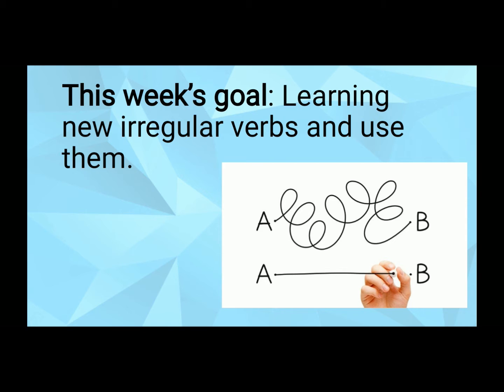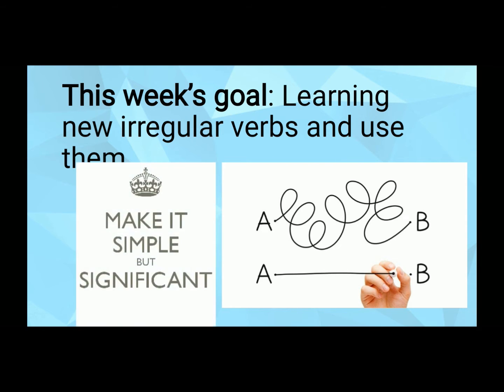My goal was learning new irregular verbs and use them. What you have to pay attention to is that you should make it simple but significant. Okay? Don't try to create goals with a lot of information, with a lot of things you're gonna have to do. Make it as simple as possible, so the probability you're going to achieve it and have some success on it is much bigger. Okay? This is my goal: learning new irregular verbs and use them.